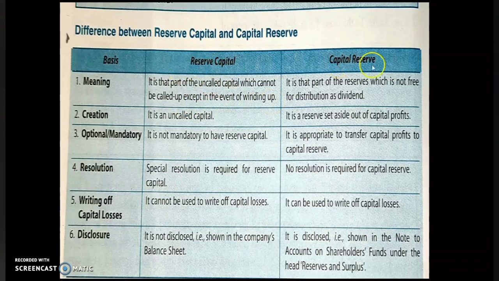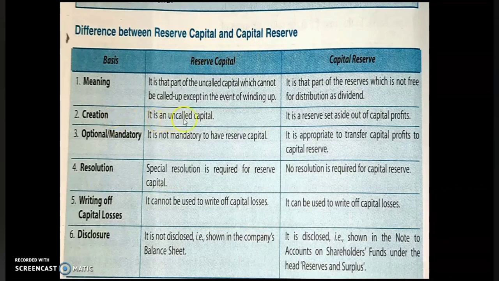And what is capital reserve? It is that part of the reserve which is not free for distribution as dividend. You know very well what is reserve: some part of the amount which is set aside for future use of the business. So capital reserve is such a reserve which is not free for distribution as dividend. This amount will not be distributed as dividend to the shareholders. That is the difference between reserve capital and capital reserve. This is one of the important questions from this chapter's point of view.